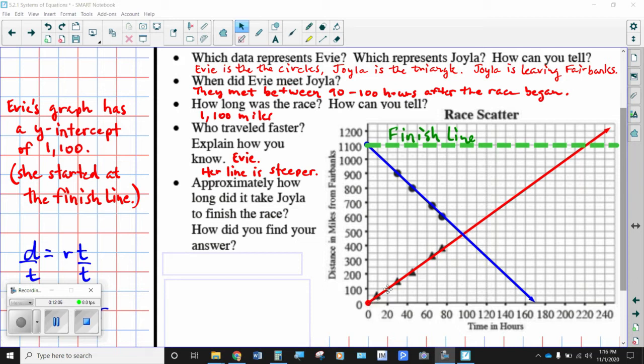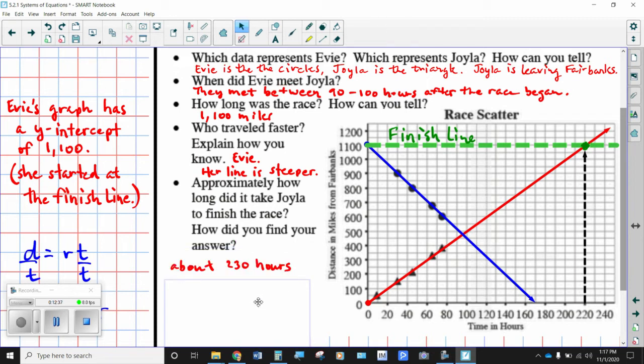So if we know that Joyla is traveling at a constant rate of speed, after she meets up with Evie, I'm presuming Evie's going to turn around and go back to Nome, Alaska, maybe following her along the way, going at her rate of speed. So this point right here on the graph is going to be when she would cross the finish line. So let's go ahead and figure out what that is. That would be where the time is 220 hours, correct?